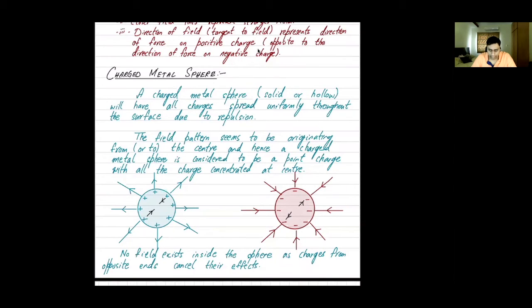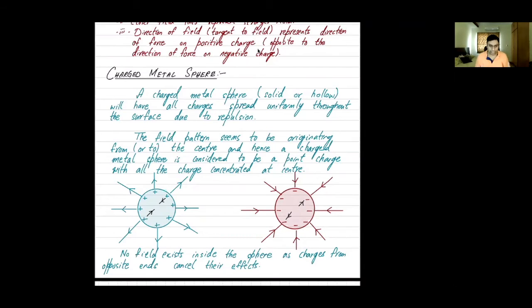But an important concept that would be added over here is the concept of a charged metal sphere. It doesn't matter whether it's hollow or solid. If you provide charges to the metal sphere, it would be either positively charged or negatively charged. Let's say it is positively charged. So it has excess positive charges, and all of those excess positive charges must be repelling each other. That leads to them being evenly distributed on the surface.